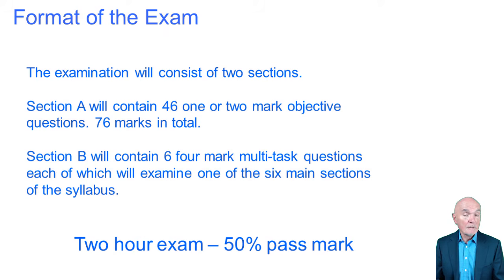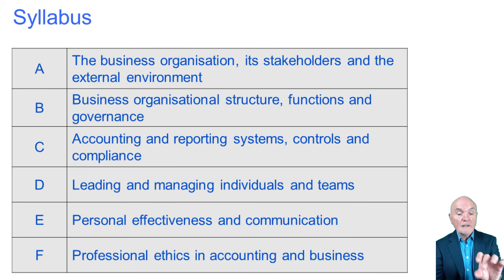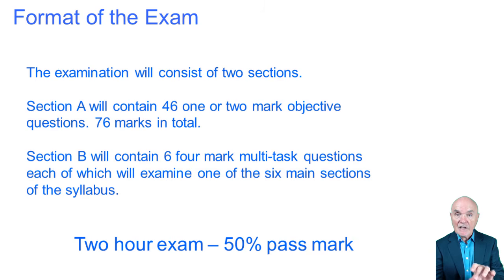It's a 2-hour exam. The pass mark is 50%. Section A has 46 2-mark objective test questions, 76 marks in total. And Section B contains 6 4-mark multitask questions, and each of the 6 questions will be concentrating on one of these 6 syllabus sections, so that each one is properly examined.